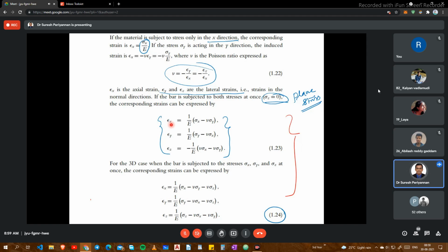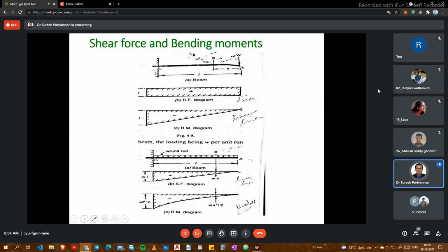I mean, it's a strain in terms of stress and Poisson ratio. The same equation, if you solve this equation, you are going to get stress in terms of strain. Stress in terms of strain. Okay. Now I come to whatever we discussed for a single component subjected to tensile stress, compressive stress, like that.